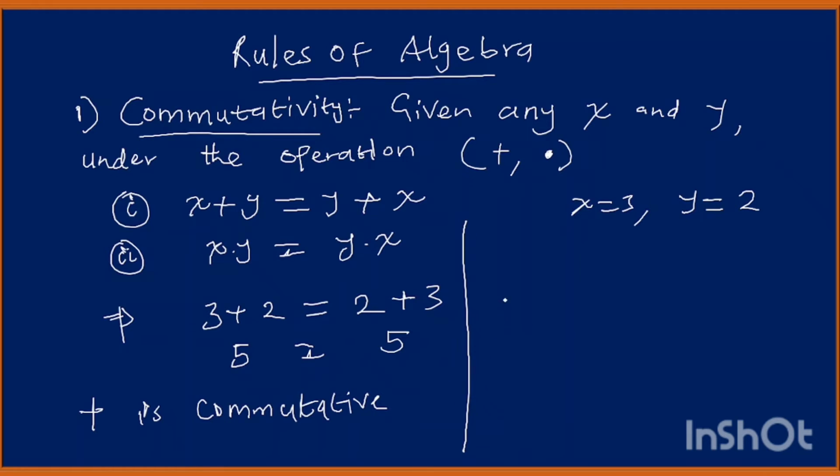Let's also check for multiplication that x multiplied by y is equal to y multiplied by x. Choosing x to be 3 and y to be 2, 3 multiplied by 2, is it equal to 2 multiplied by 3? 3 multiplied by 2 is 6, and 2 multiplied by 3 is 6. So that holds. So we conclude that multiplication is commutative.